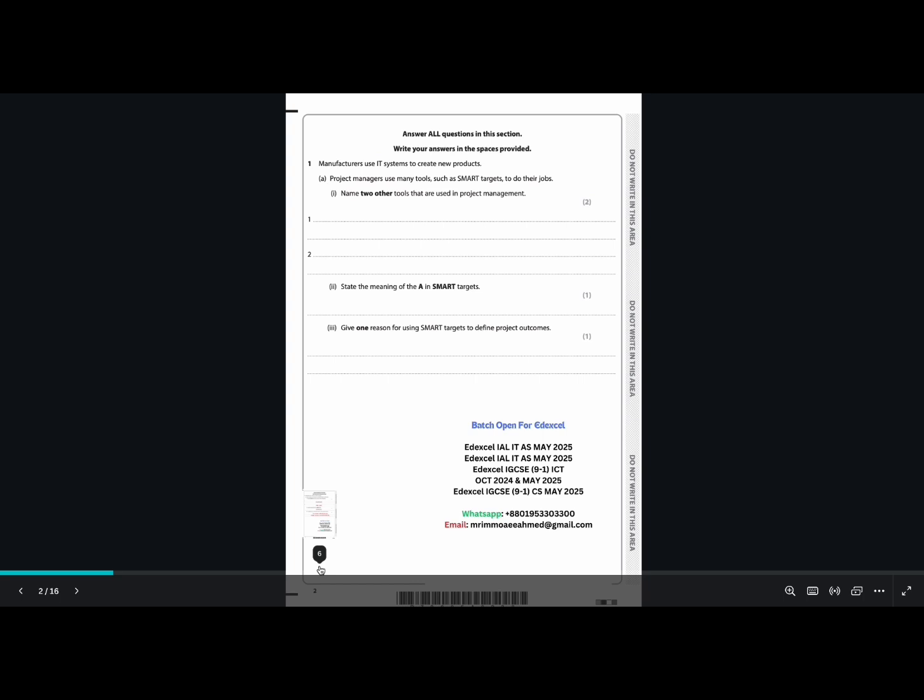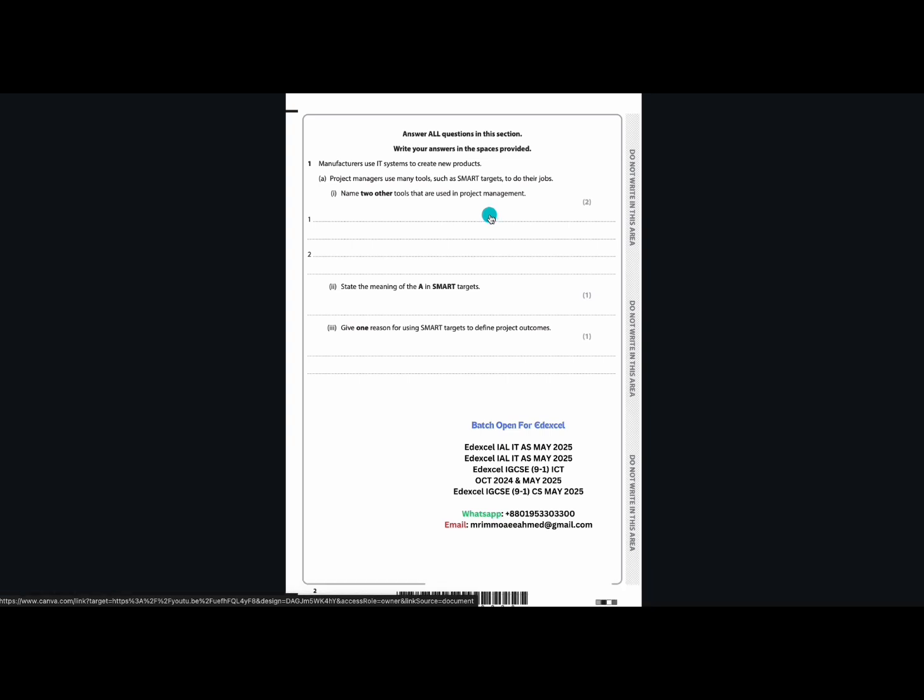It is saying that manufacturers use IT systems to create new products. Okay. So project managers use many tools, such as SMART targets, to do their job. SMART is a type of tool that is used by a project manager to complete their job.